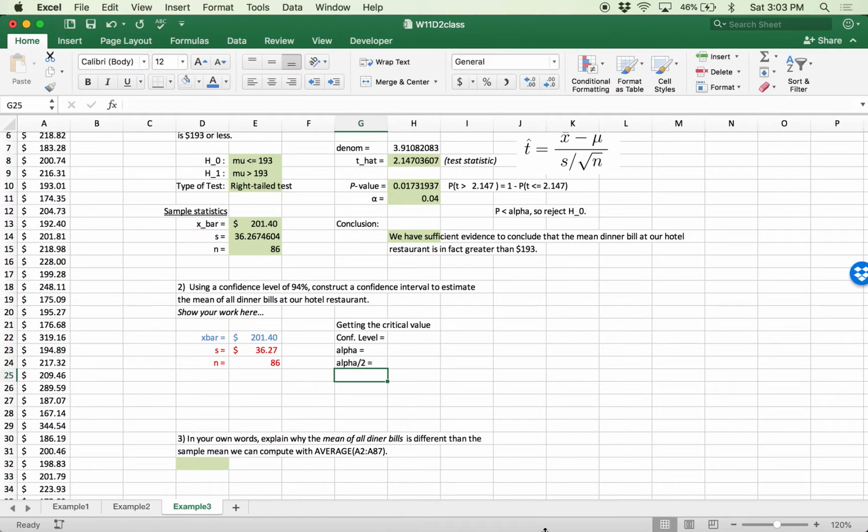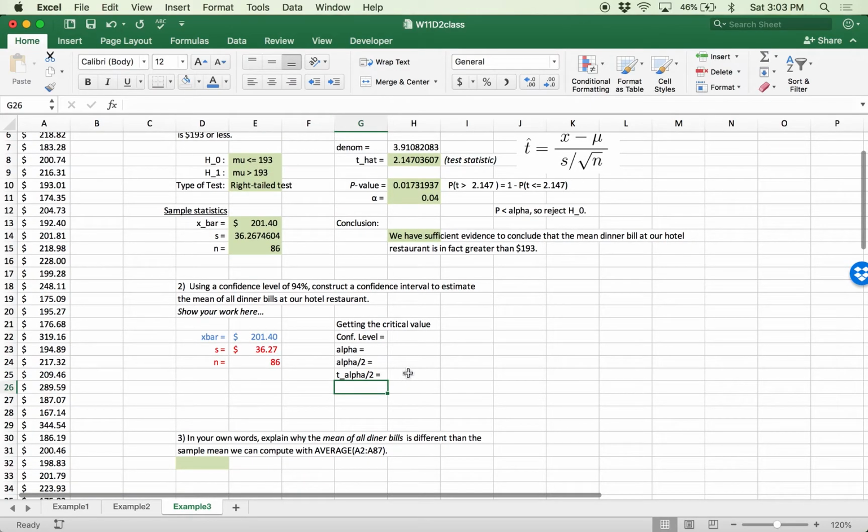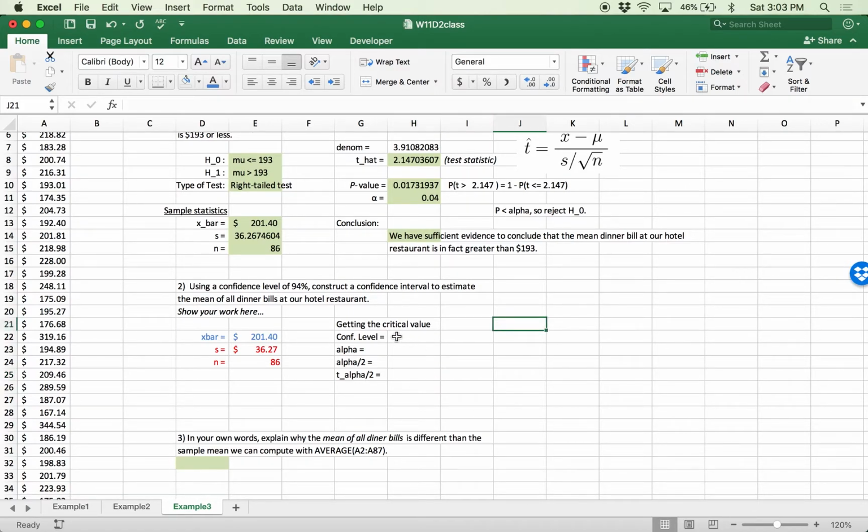And remember, in this case, since we're constructing a confidence interval for a mean, we should use a t alpha over 2. And this is consistent with the hypothesis testing. So if you're using the t-distribution for hypothesis testing, you should use the t-distribution for your confidence interval as well.